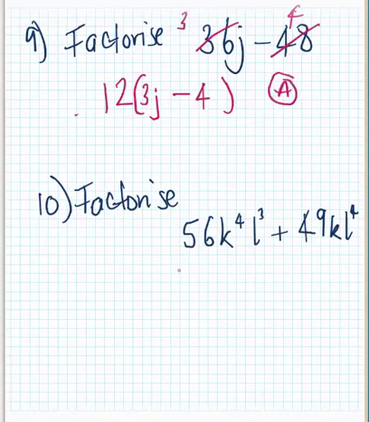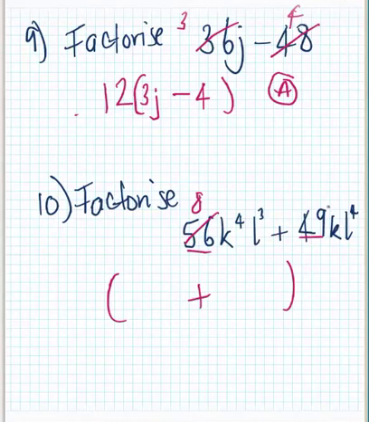All right, number 10. Once again, factorizing. So get our brackets ready and a plus in the middle. We have 56 and 49. The factor that I can think of is 7. So I'll try dividing them by 7. 56 divided by 7 is 8. 49 divided by 7 is 7. 8 and 7 cannot be simplified further, so the highest factor was 7. And 8 and 7 are my leftovers.